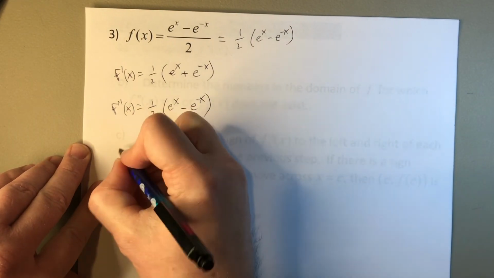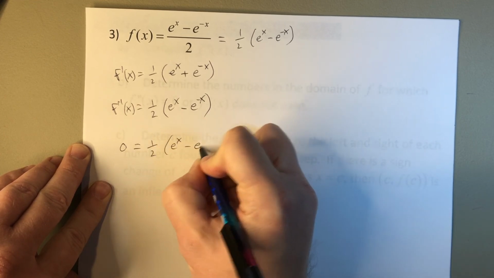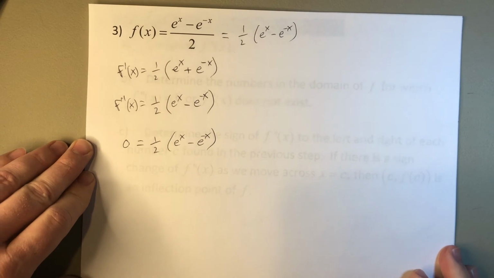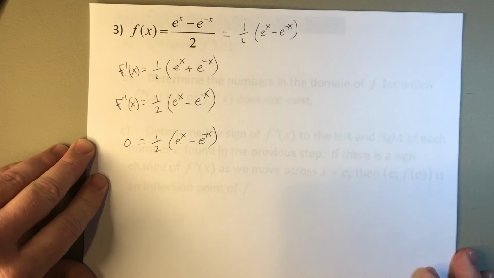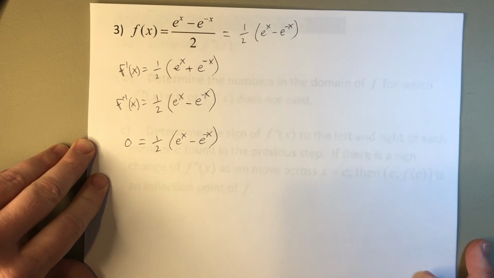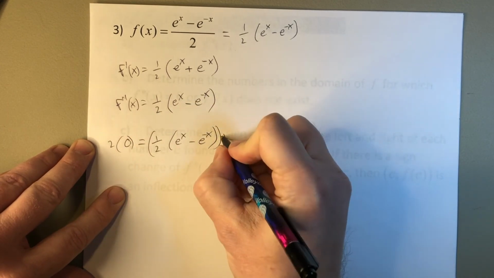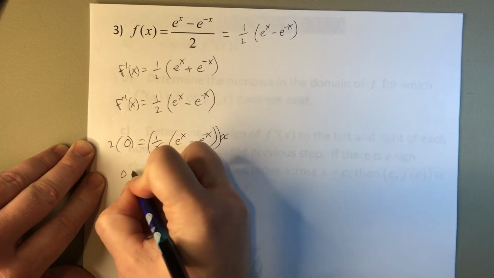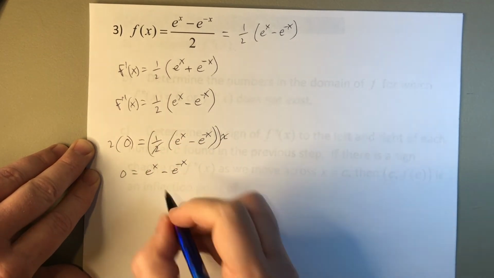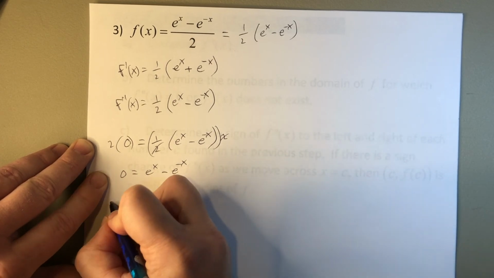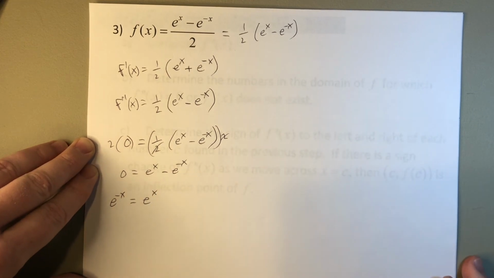All right, now what do we do? We set the second derivative equal to 0, and we try to solve for x. Wow, this looks fun. It's a fun section. I'm going to multiply both sides by 2. That's going to cancel the 2's there. You get 0 equals e to the x minus e to the negative x. I'm going to add e to the negative x to both sides. Oh, this isn't that bad, is it?